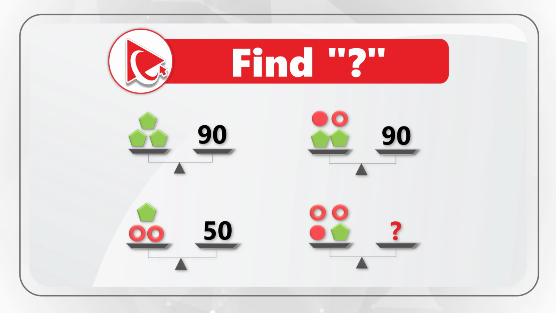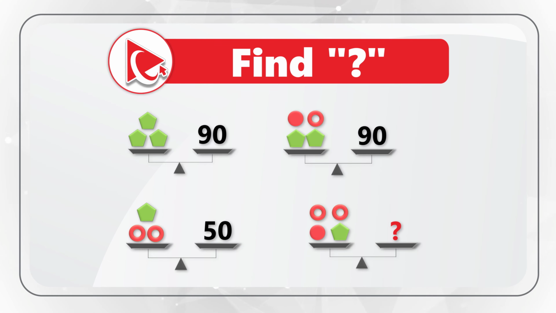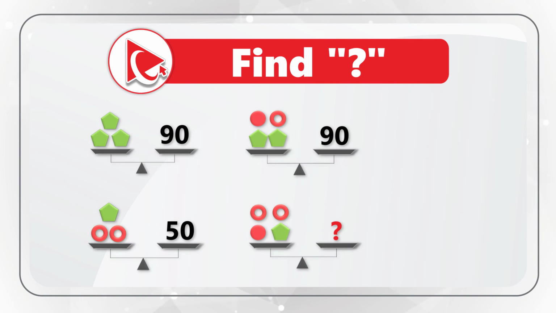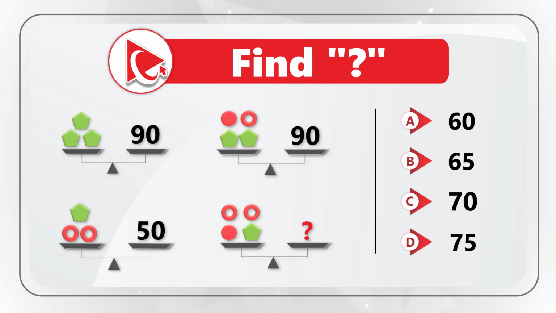You need to find the missing number, and you're presented with 4 scales. 3 scales have items on the left side and the number on the right side to make them equal. And the 4th scale only has items on the left and a missing number on the right in the form of a question mark. You need to calculate the question mark out of 4 different choices. Choice A, 60, choice B, 65, choice C, 70, and then last but not least, choice D, 75.